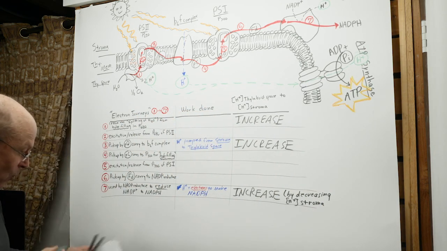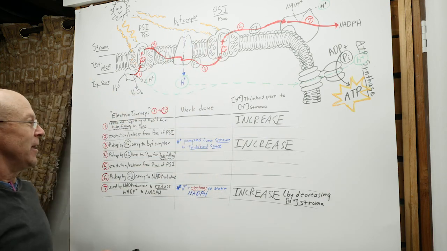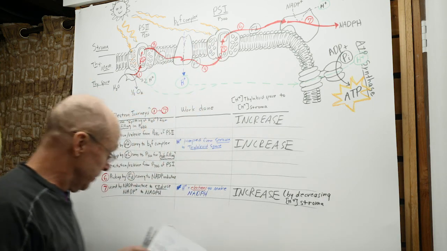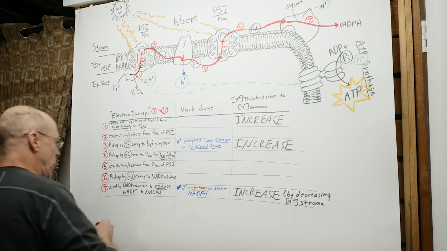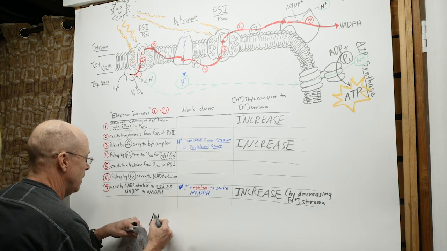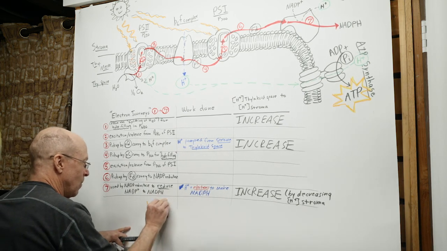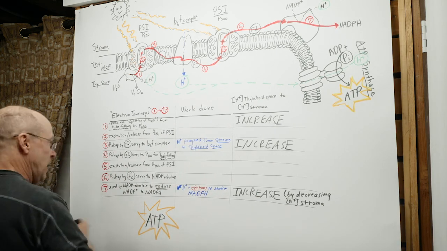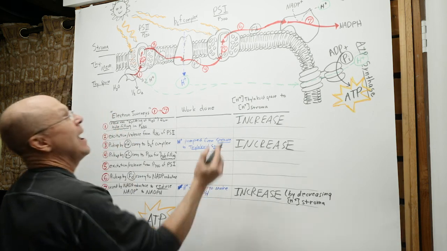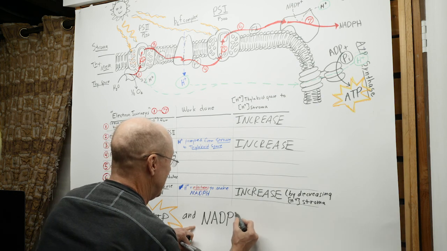All right. Wow. Okay. So the last thing that we need to do with this whole story is kind of just summarize what we get out of the deal. I still have enough room right down here. So we got ATP, we have ATP and we have NADPH.